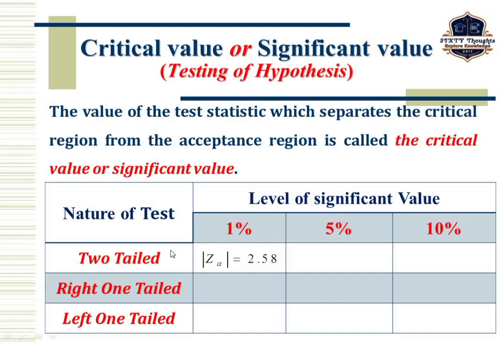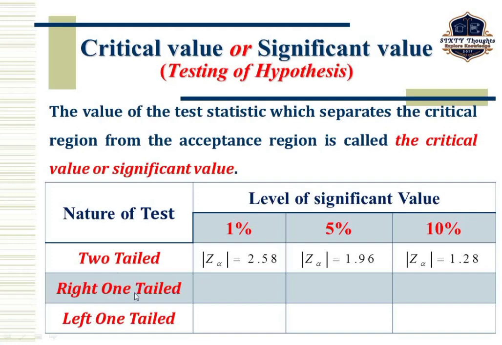Let us see the two-tailed test for 1%. Critical value is 2.58. Similarly, for 5% it is 1.96 and for 10% it is 1.28. So coming to the one-tailed test, we have two different types: right hand side and left hand side.